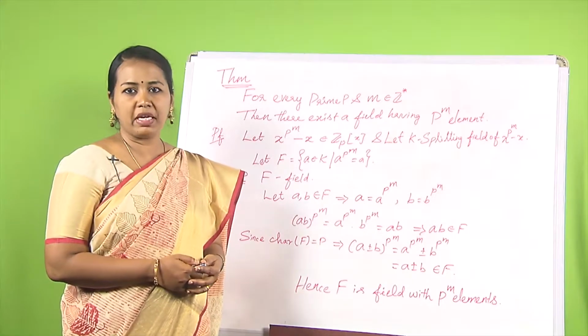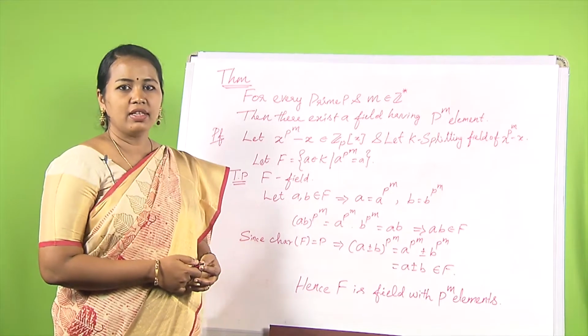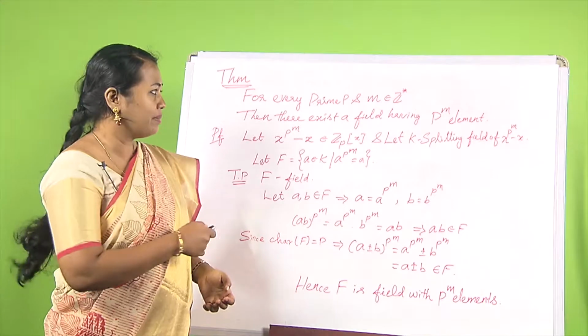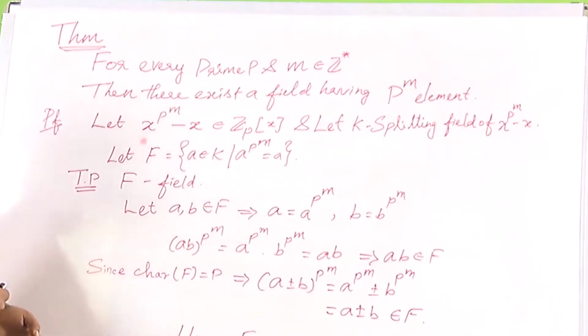For every prime number p and every positive integer m, there exists a field having p power m elements. So let's see the proof. Let x power p power m minus x belong to Zp of x. Now, this is a polynomial ring over x. Let K be a splitting field of x power p power m minus x. Let us assume F to be the set of all a belonging to K such that a power p power m is equal to a. Clearly, F will contain those elements which are the roots of this polynomial x power p power m minus x. We have to prove that F is a field.